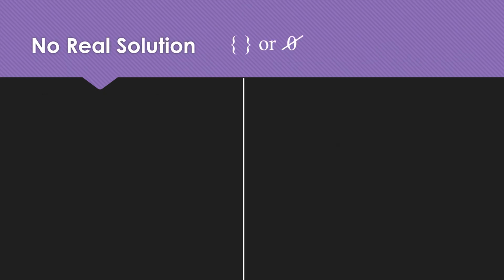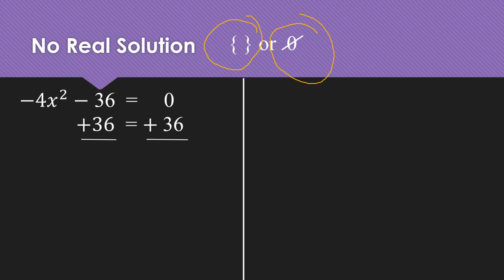Sometimes you're not able to find a solution to a quadratic equation. So we say that we will have no real solution, or we'll also have what is known as an empty set. So we can write it this way, or we can write it with a 0 and a line through the 0. So here we have negative 4x squared minus 36 is equal to 0. Start solving for x by adding 36 to both sides. The resulting equation is negative 4x squared equals 36. Divide both sides by negative 4. X squared is equal to negative 9.